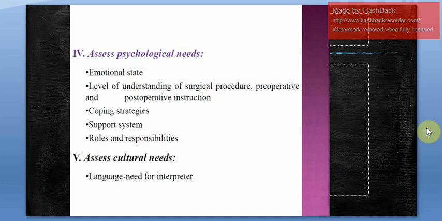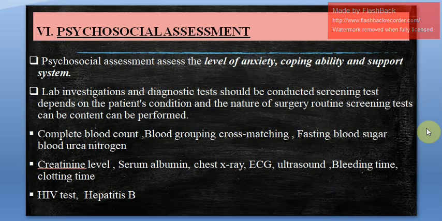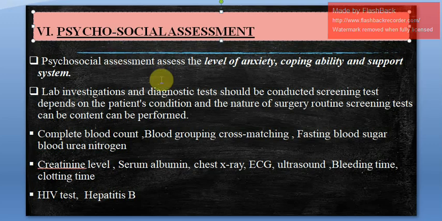Then next is assess the cultural needs of the patient. Now each culture people will follow their own practices, isn't it? So what is their language, what is their culture, all this also has to be assessed well. Next is psychosocial assessment. So under psychosocial assessment, it covers the same things that I have already told. Okay, assessing the level of anxiety, what is their coping ability, all that will come under psychosocial assessment.